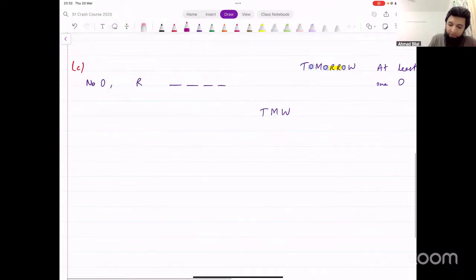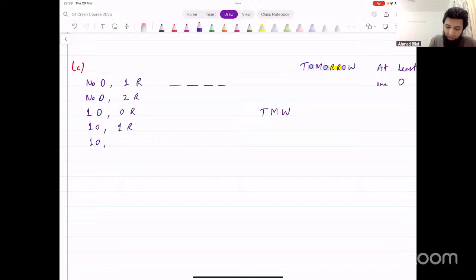One possible case would be that we have no O and 1 R. Okay, with no O, you can have 2 R's. Then with 1 O, you can have 0 R. With 1 O, you can have 1 R. With 1 O, you can have 2 R's.